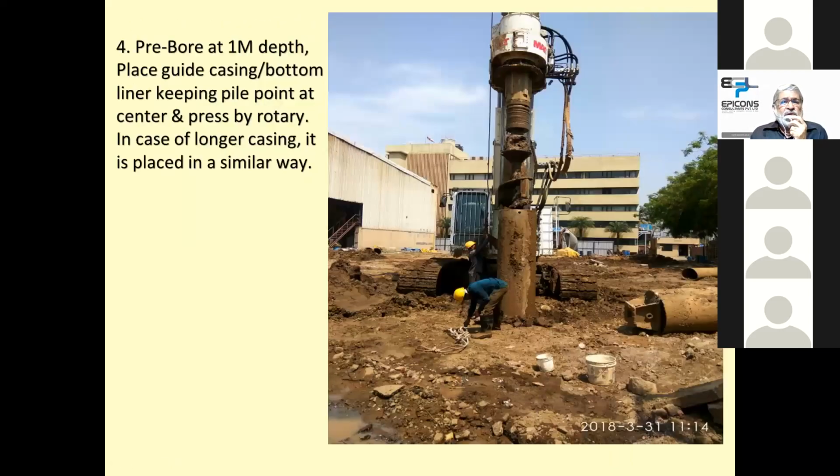Now, pre-bore 1 meter depth, place guide casing. The first casing is known as guide casing or bottom liner, keeping the pile point at center, and is pressed by rotary. In case of a longer casing, it is placed in a similar way. So first, this first piece is pressed inside.